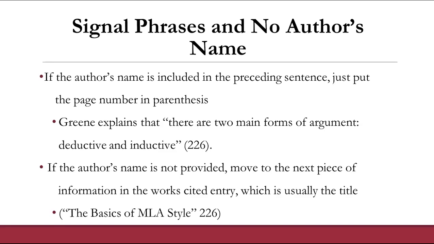If the author's name is not provided, then you move to the next piece of information that's in your works cited page, which is usually going to be the title. So if you did not have an author, then you would write the title, like Basics of MLA Style, that is the container, and also the page number where that appears.